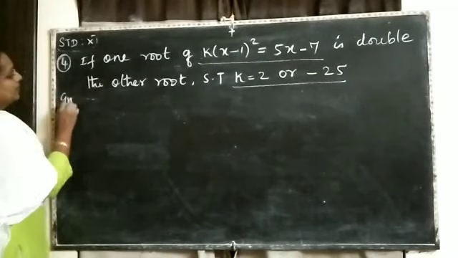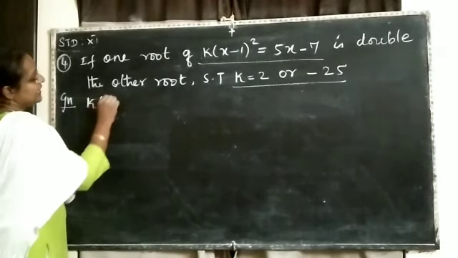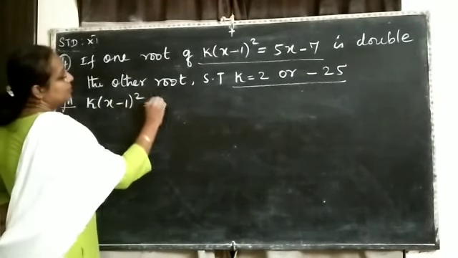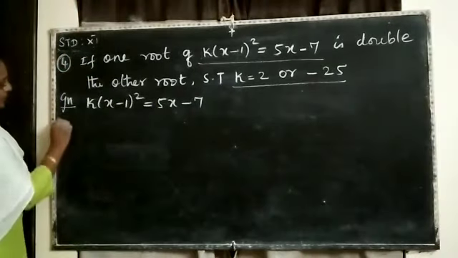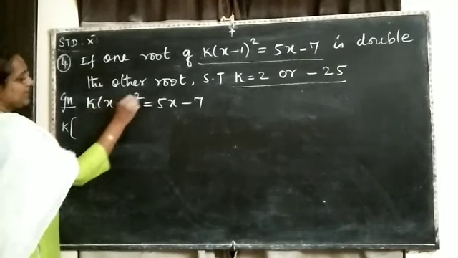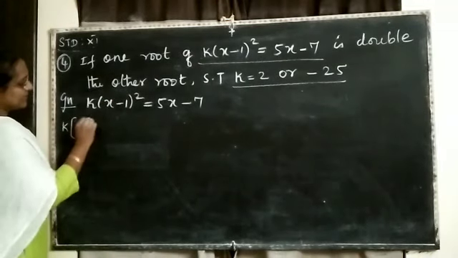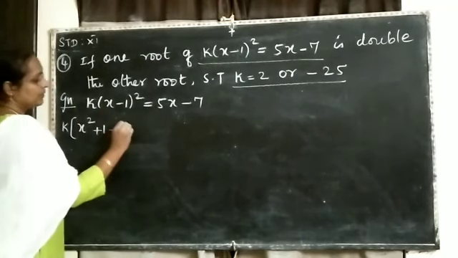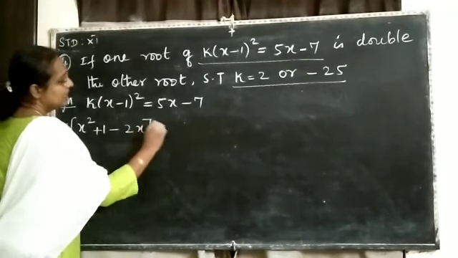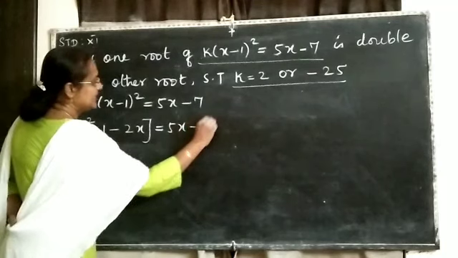Okay. Now given k into (x minus 1) the whole squared equal to 5x minus 7. Yes or no? Now you expand this. So (a minus b) the whole squared: a squared is x squared, plus 1, minus 2ab. So this becomes minus 2x equal to 5x minus 7.